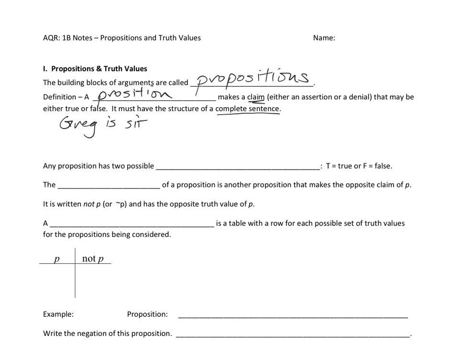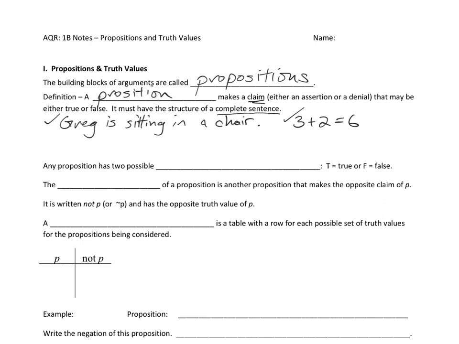So, for example, the sentence, Greg is sitting in a chair. This represents a proposition. That could be true, that could be false. Another way to think of a sentence would be a math sentence. So 3 plus 2 equals 6. This is a proposition, but this is a false proposition. Everybody knows 3 plus 2 is not 6.